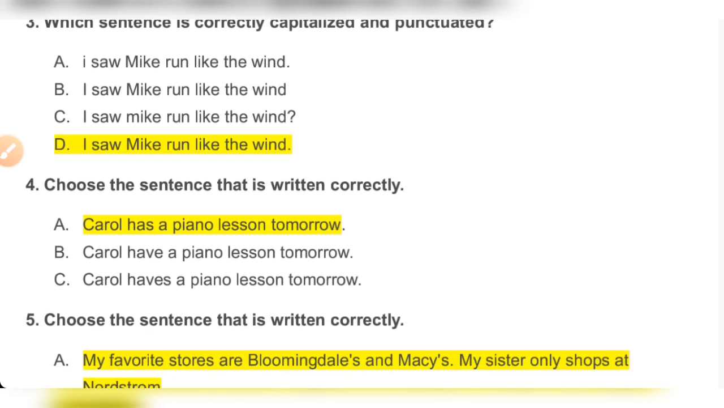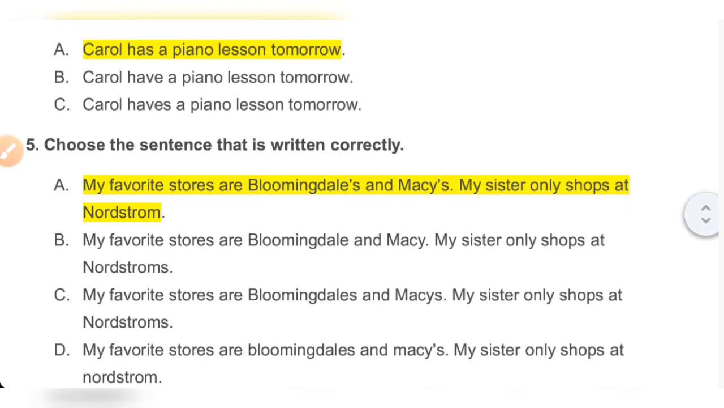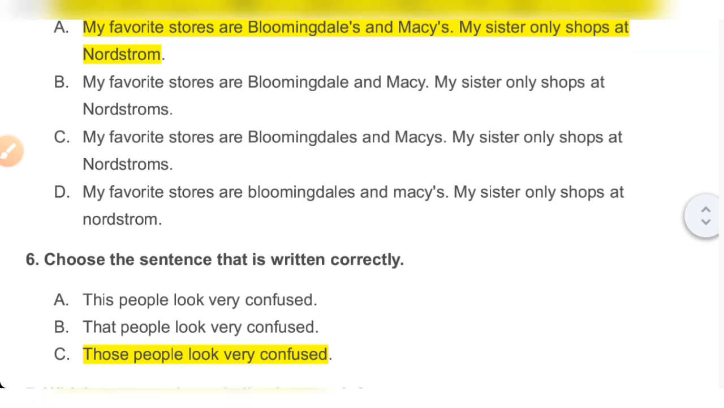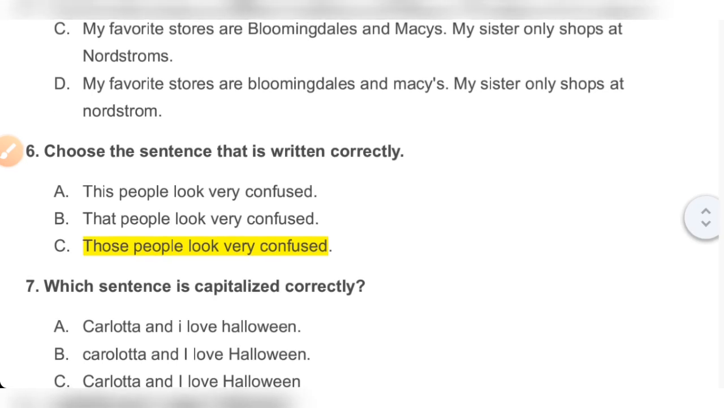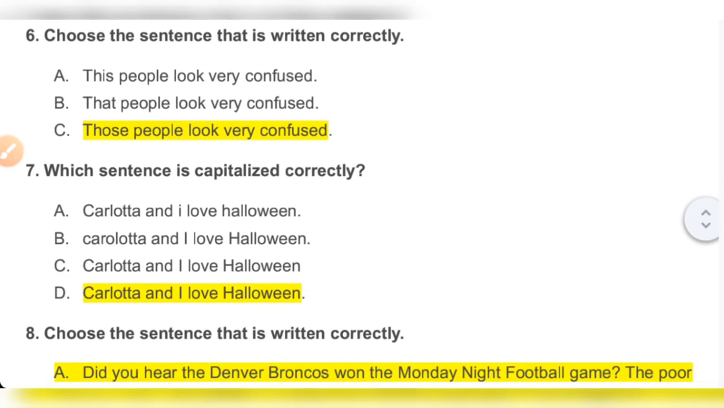Fourth question is, choose the sentence that is written correctly. First option is the correct option. Fifth question, choose the statement that is written correctly. So the first option is the correct option. Sixth question, which of the sentences is written correctly? There are three options and the third one is correct.